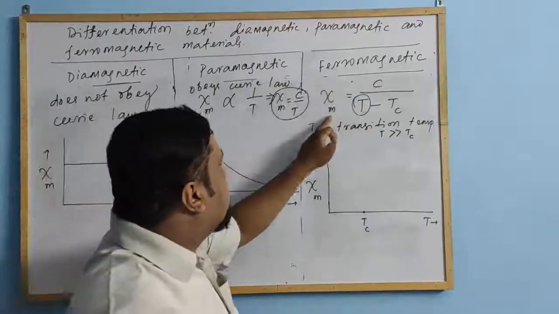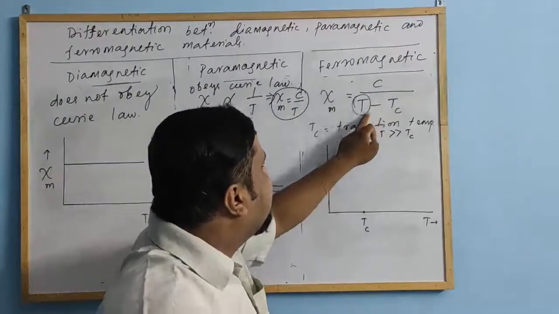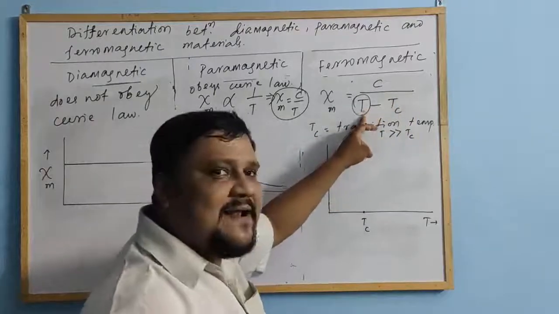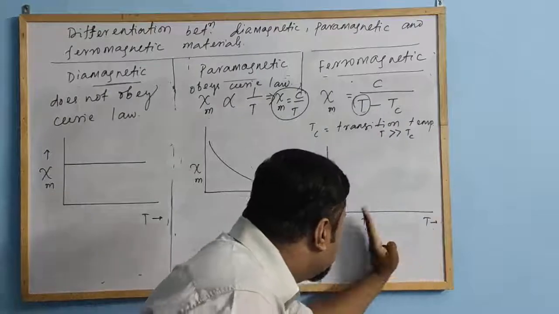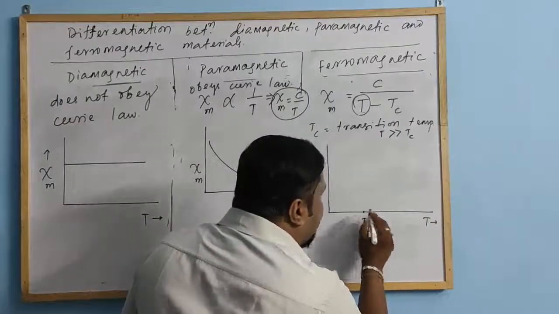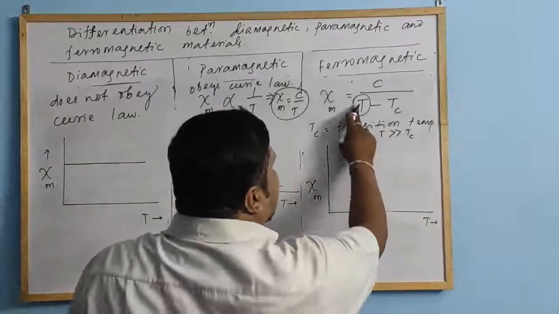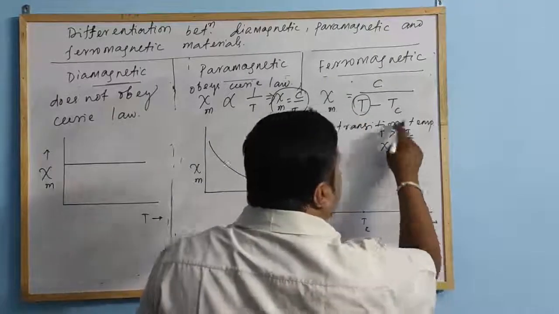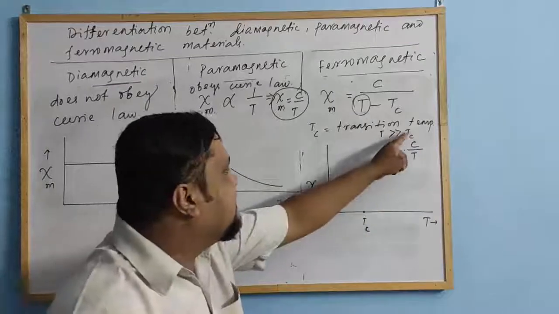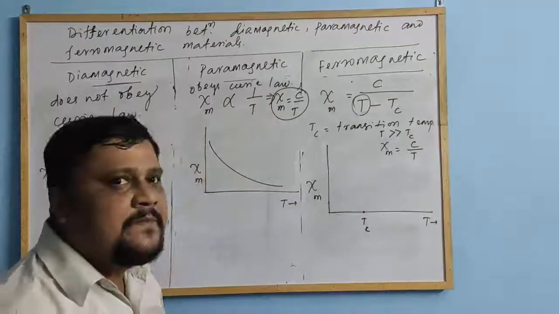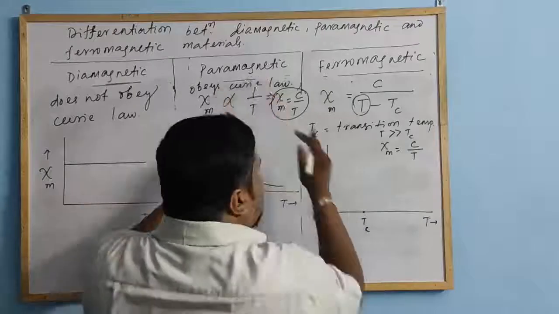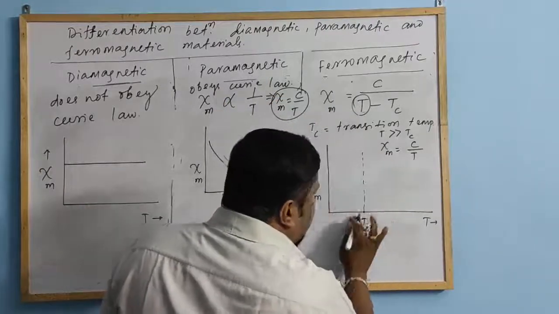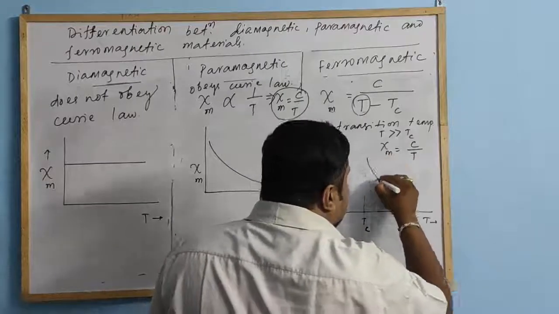But in the case of a ferro, the magnetic susceptibility equals C by T minus Tc. If I neglect this Tc, because T is very much greater than Tc, suppose this is the Tc point, then chi m is equal to C by T. With this condition, T much greater than Tc, chi m equals C by T. It is just like a para. Suppose this is the Tc temperature. When the temperature is greater than this, it is a para.